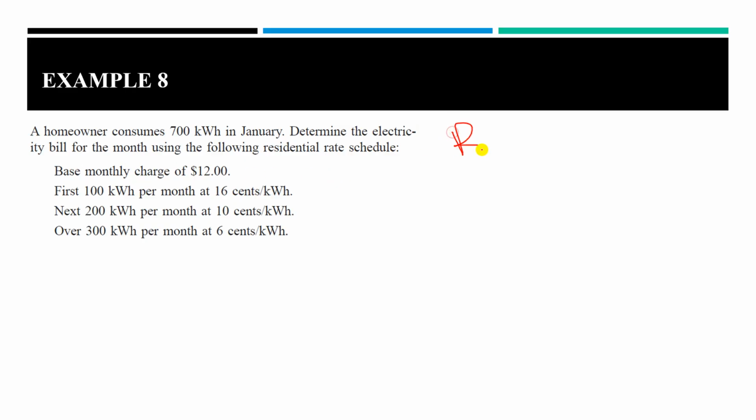First, our bill is equal to the consumption of each tier multiplied by the equivalent price. At the beginning we have the base monthly charge of $12. This is the first one. Now we have our consumption as 700 kilowatt hour. The first 100 kilowatt hour will be charged at 16 cents, so we will have plus 100 multiplied by 16 cents, which is $0.16.